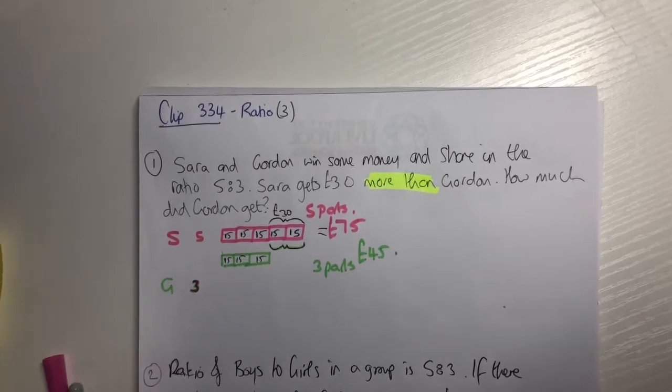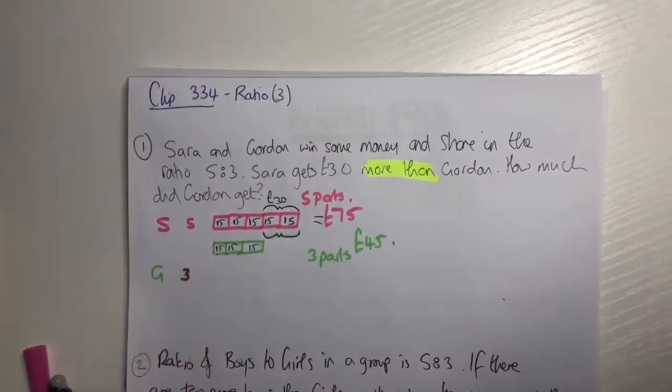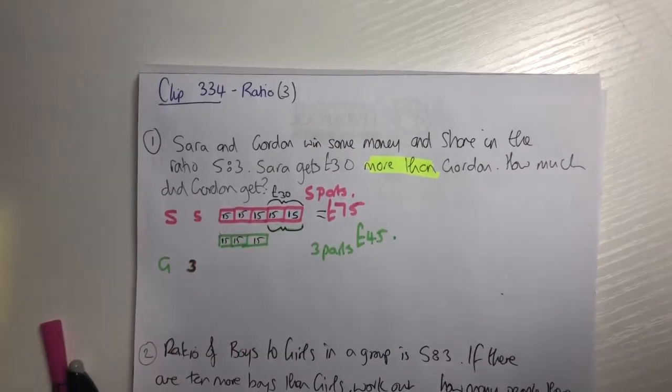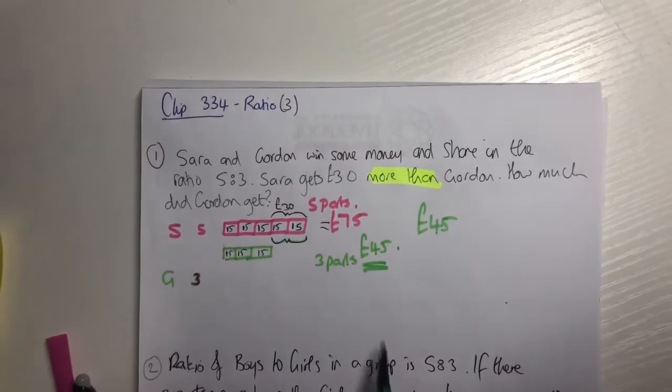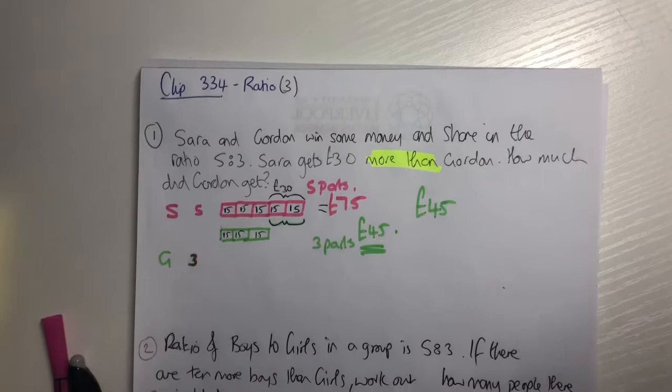So then we can go and answer the question, how much did Gordon get? Well, we've already worked that out. We know it's 45 pound. If it said what's it in total, then you'd add those 2 together.